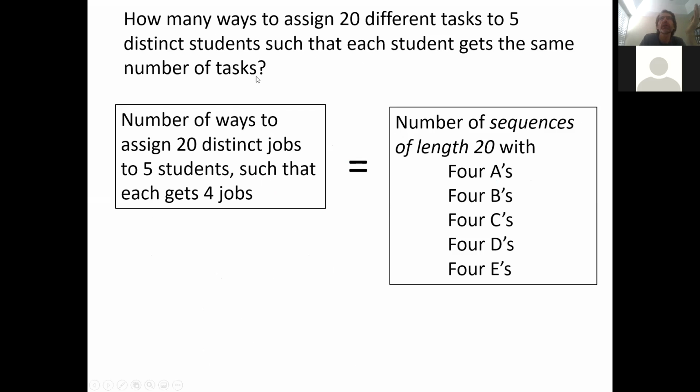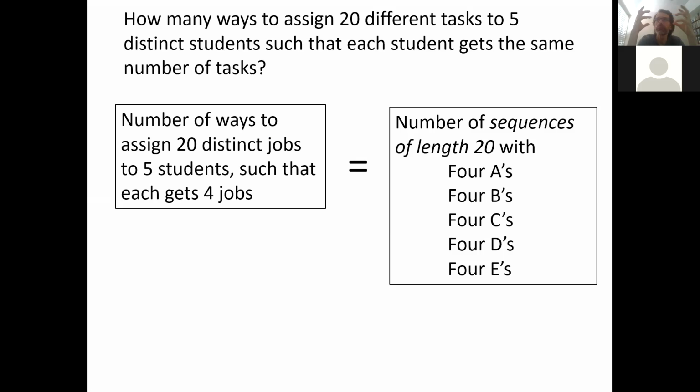Here is another case. Let's say you have 20 tasks and 5 computing agents, which are students, and you want to assign tasks to students so that everybody has the same number of tasks. Very natural problem, right?